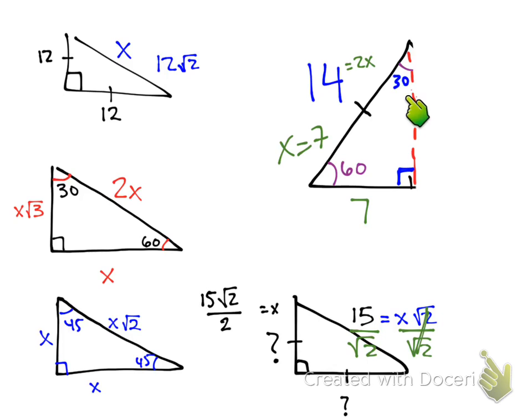So opposite from 30 is x, so that's 7. And then opposite from the 60 is x square root of 3. So the altitude is x root 3.